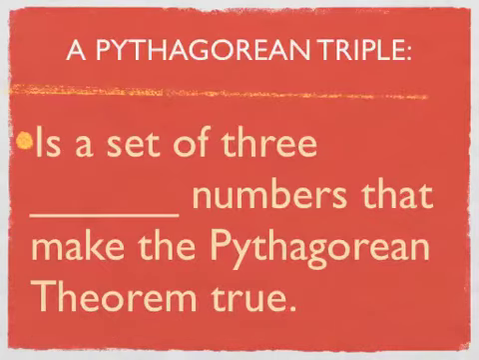A Pythagorean triple is a set of three whole numbers that make the Pythagorean theorem true. So if you had a right triangle and all of the sides had lengths that were measured in whole numbers, then that would be called a Pythagorean triple.